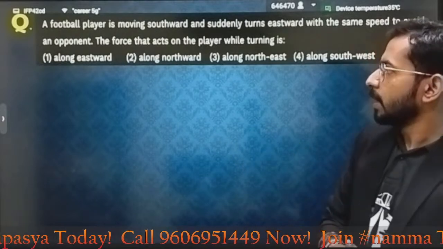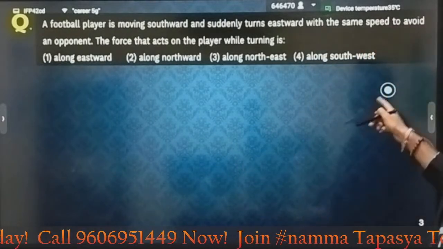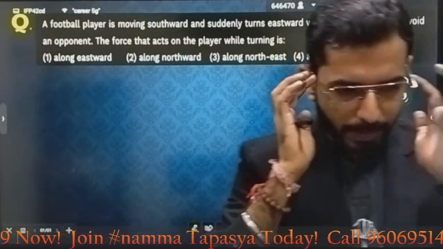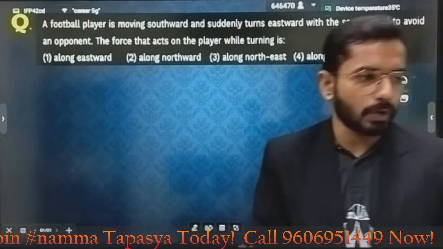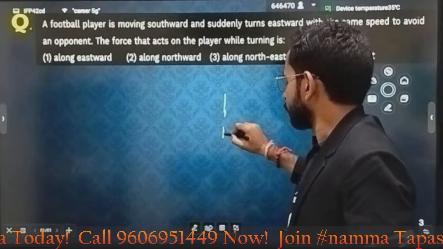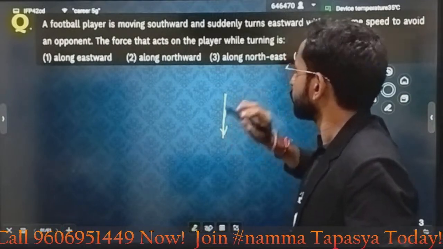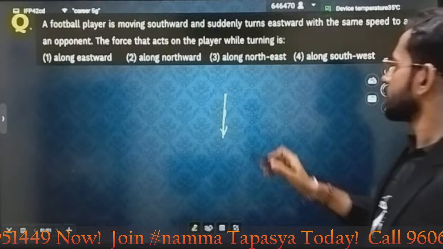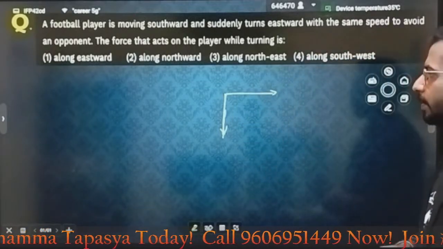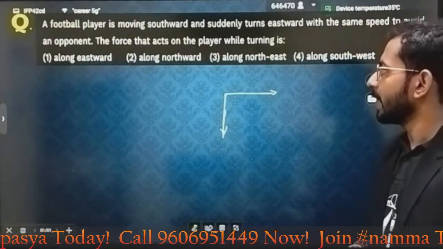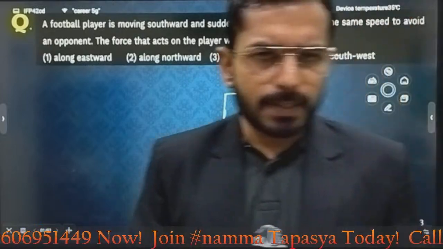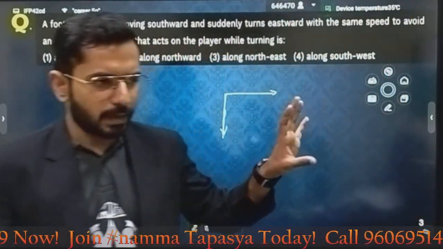Next question. A football player is moving southwards. You have to draw the diagram. Whenever this kind of question comes, otherwise draw in your mind, but I am explaining here, so I have to draw the diagram. A football player is moving southward. Okay, let it move southward. And suddenly turns eastward with the same speed to avoid an opponent. The force that acts on the player while turning is, you have to calculate what will be the force that will be applied. Simply, you have to judge the direction, and two values are given.